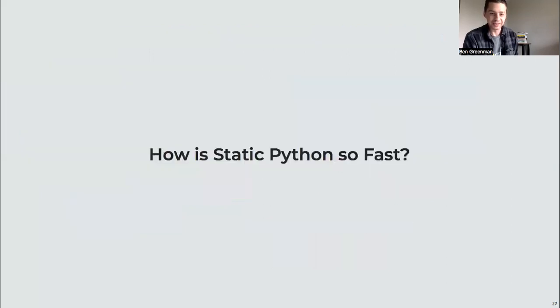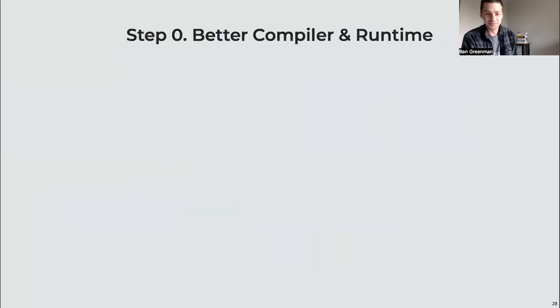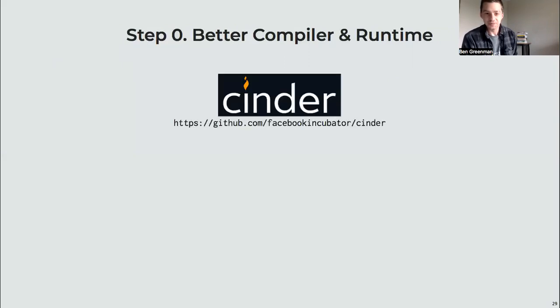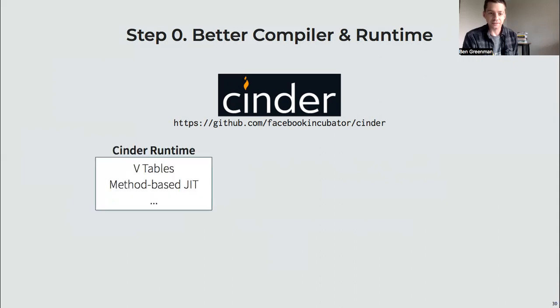How did they do it? What makes static Python so fast? Well, the first ingredient is that static Python is built on top of a separate project, improving Python as a baseline. So this is called Cinder. It was a fork of Python 3.8, I believe, at the time of the paper. Currently, it's Python 3.10. By the way, they've got advanced runtime for Python.